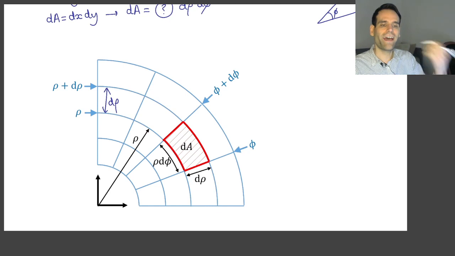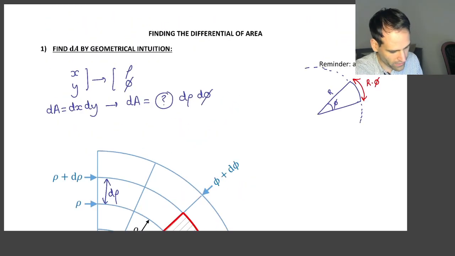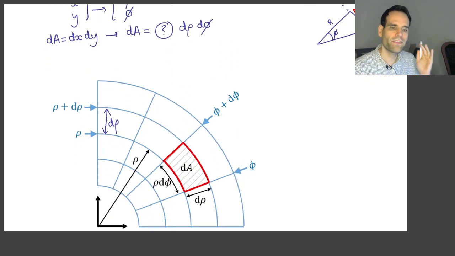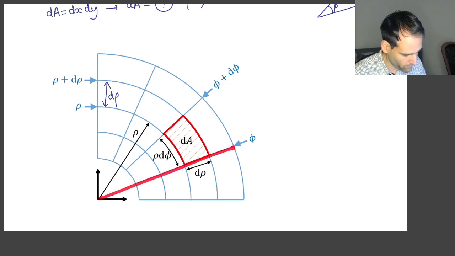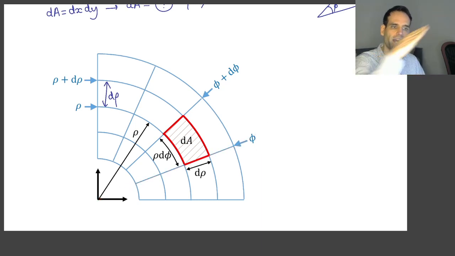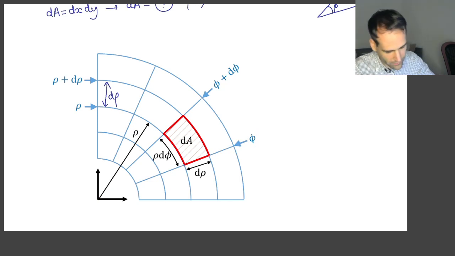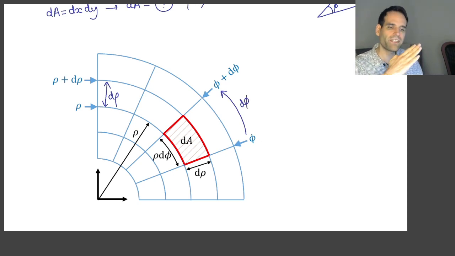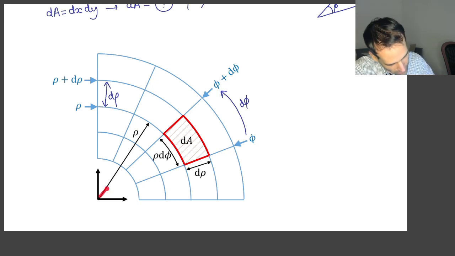Then you fix phi, the angle, your second variable, to a fixed value. For example, this value of phi, which corresponds to a certain angle. And now you increase phi by an amount d phi. So you increase the angle by an infinitesimal amount d phi. Here I'm grossly exaggerating it, of course. So therefore you end up with another line, which is at an angle phi plus d phi.